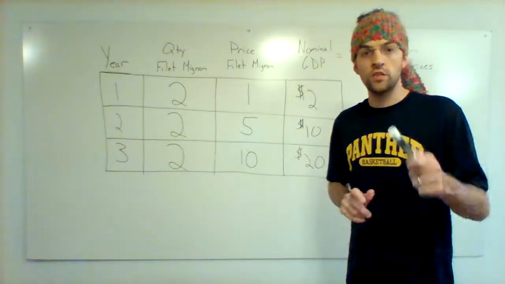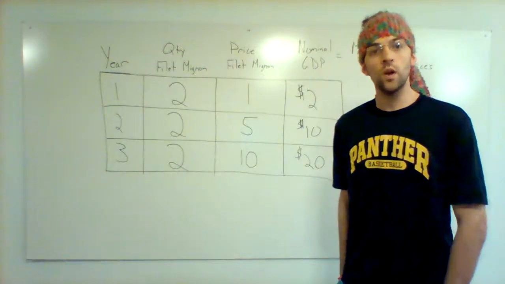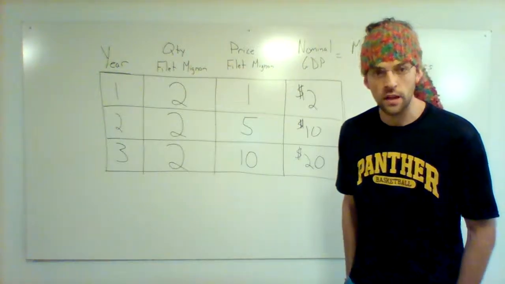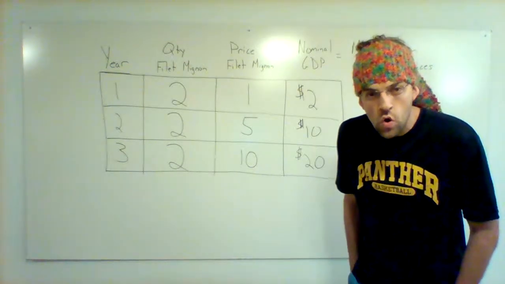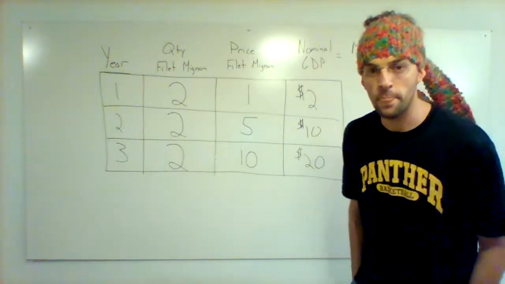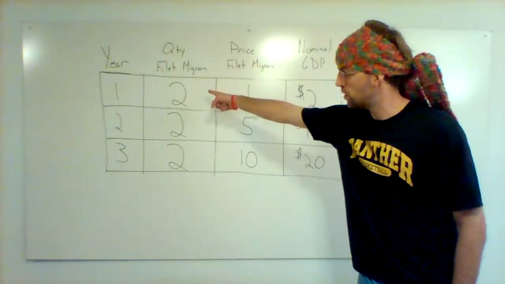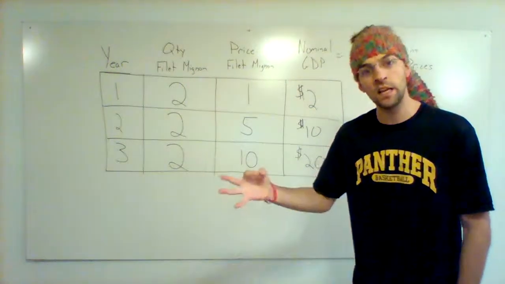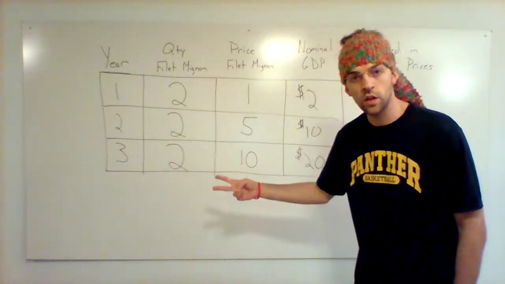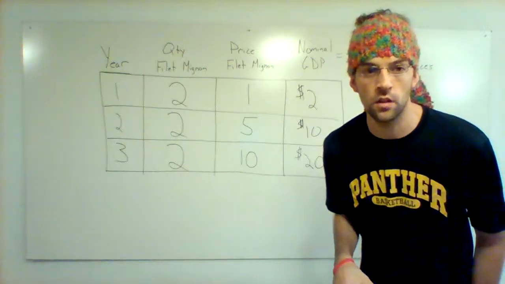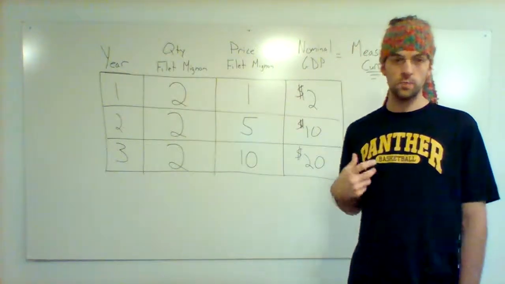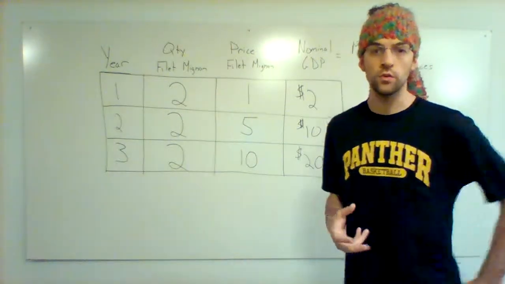But let me ask you a question to think about. What do you notice about the country's actual productivity of filet mignon? How many filet mignon do they produce in year 1? 2. Right? In year 3, how many filet mignon do they produce? 2. Did their productivity increase? I hope the answer is no. It did not. And yet, GDP is supposed to be a measure of how much we produce.